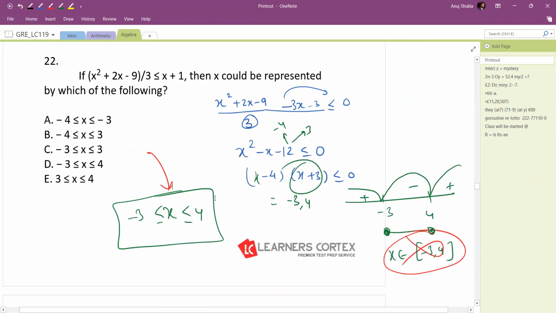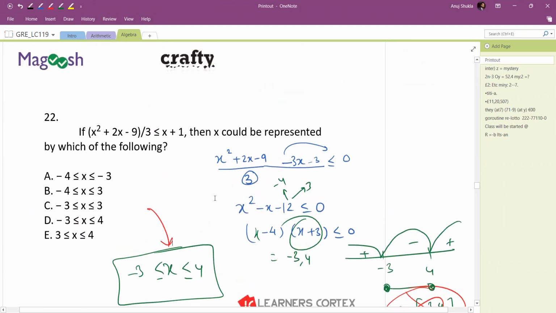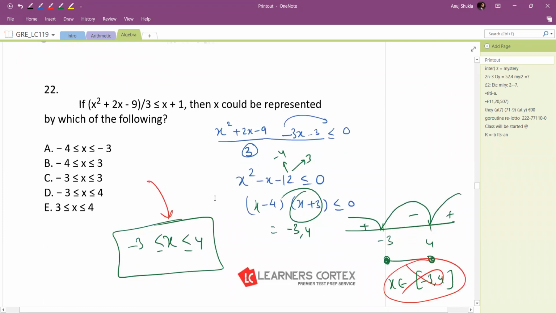So in this question, since x plus 1 was on the right side, you brought it to the LHS and then took the LCM. Since we know that denominator 3 is positive, could we send it to the RHS directly for multiplication? I mean, x square plus 2x minus 9 is less than or equal to 3x plus 3. Yes, you can do that. The denominator is positive, so no issues.